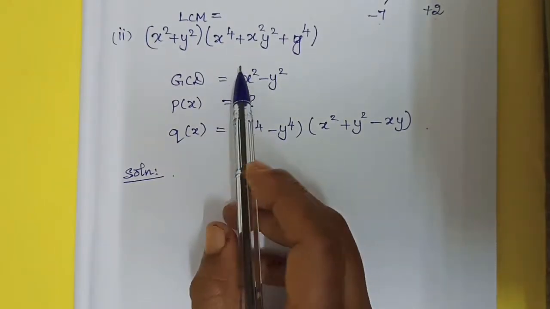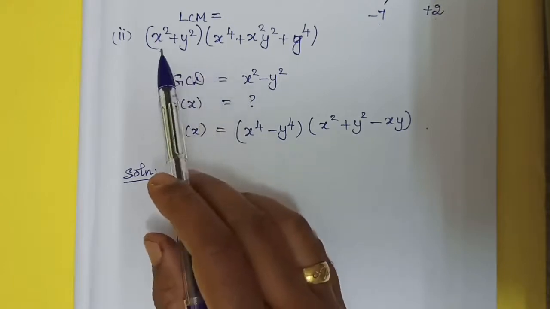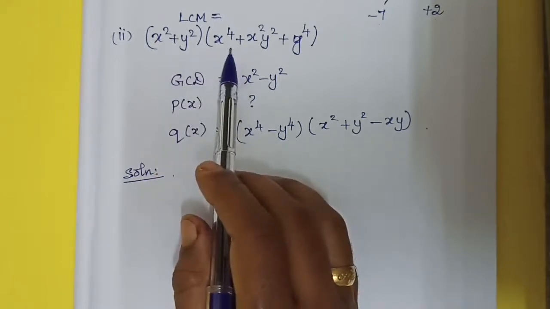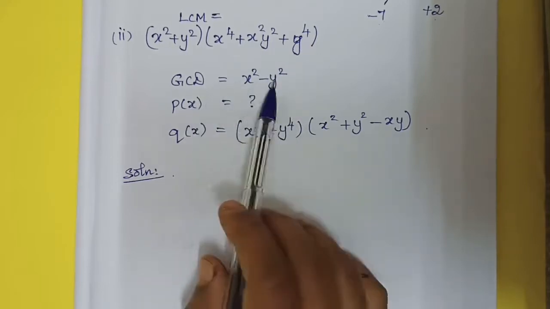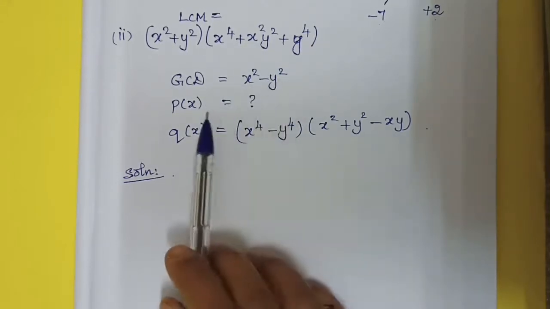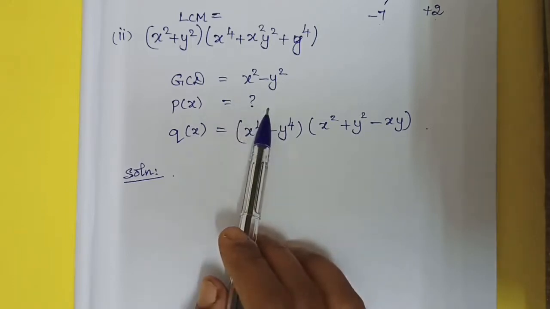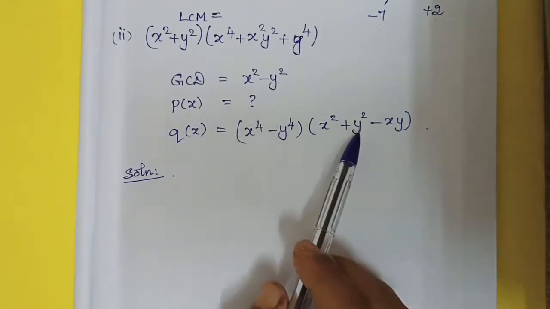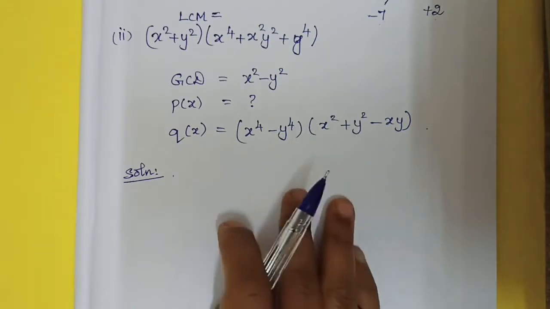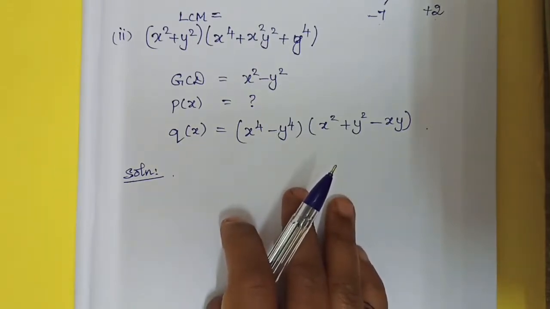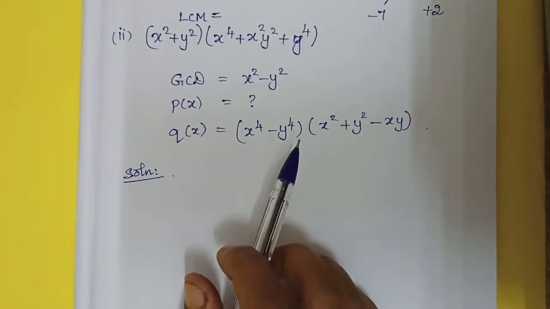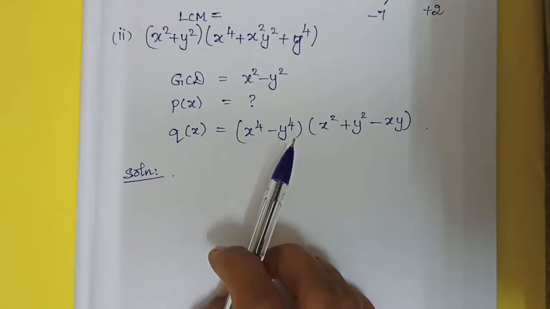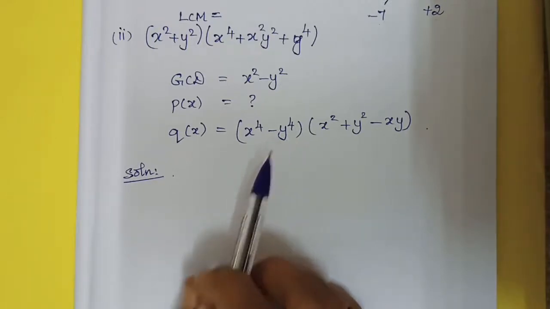What is given? LCM equal to x square plus y square into x power 4 plus x square y square plus y power 4. Then GCD is given, x square minus y square. One polynomial value we need to find. Another polynomial value is given. This also the same formula. Repeat the formula now. Here p of x, q of x given. So we need to tell it as p of x into q of x. So p of x into q of x equal to LCM into GCD.